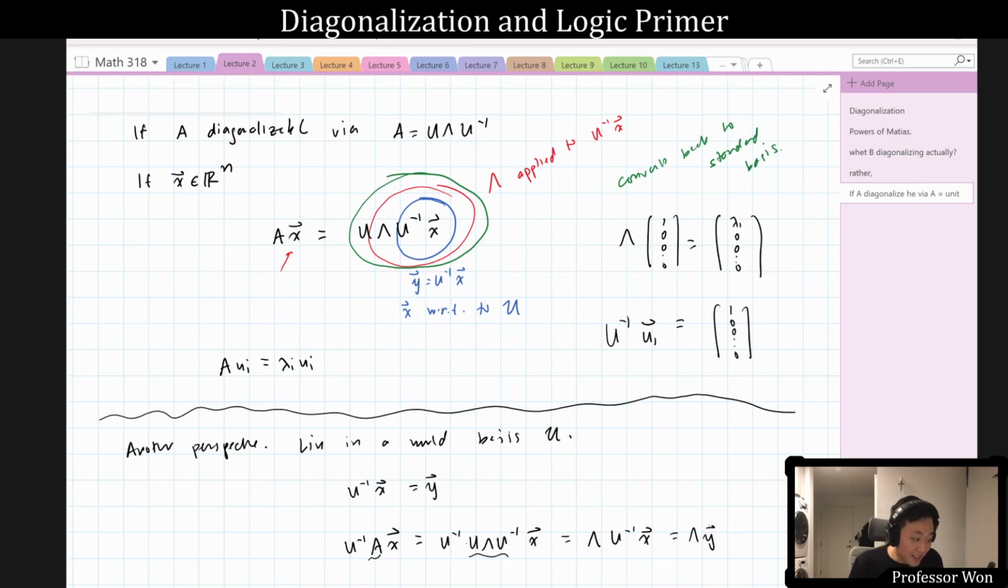In other words, if we lived in a world where the basis was just u, then what the transformation A would do is it would always just send y to a diagonal matrix times y. So A acts just like a diagonal matrix, just in a different world where the basis consists of the eigenvectors of A. This is really what diagonalization is. Diagonalization is saying that A acts like a diagonal matrix with respect to a different basis.